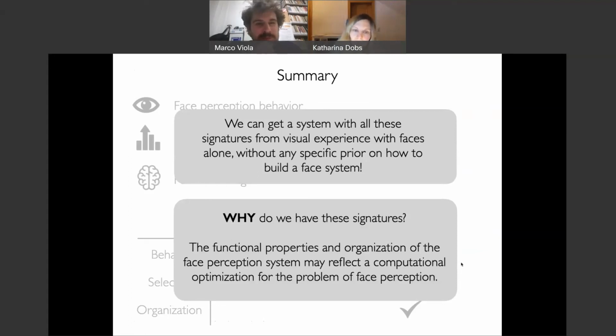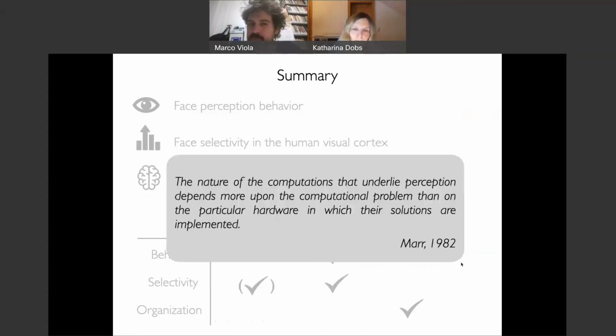Because the functional properties and organization of the face perception system may reflect a computational optimization for the problem of face perception. And I want to end this with a quote from Marr in 1982, who said, "The nature of computations that underlie perception depends more upon the computational problem than on the particular hardware in which the solutions are implemented." So suggesting that the nature of the task itself is telling us a lot about what the brain will do to solve it. And I think that's what we can use these models for, and that's what I'm pretty excited about, not just for face perception, but for other aspects of the brain.